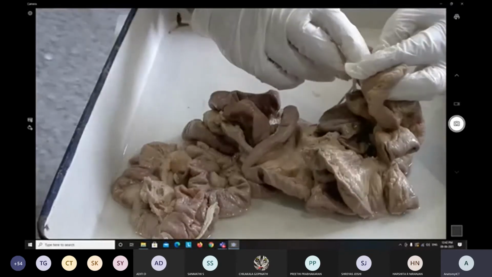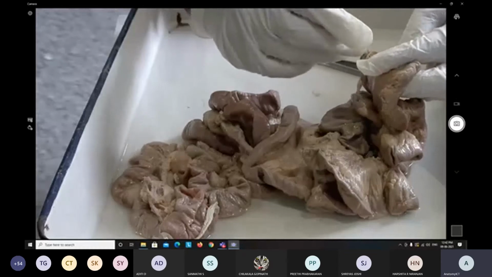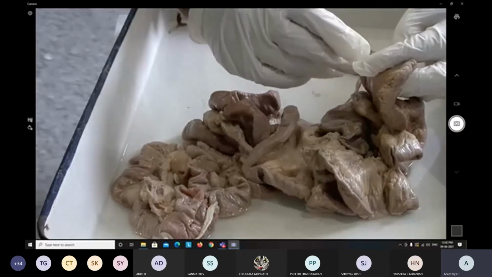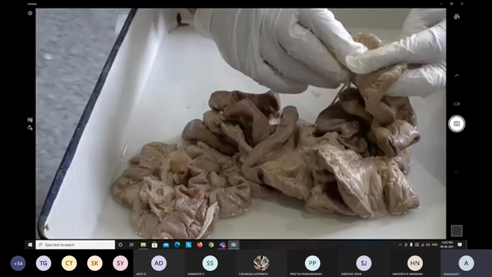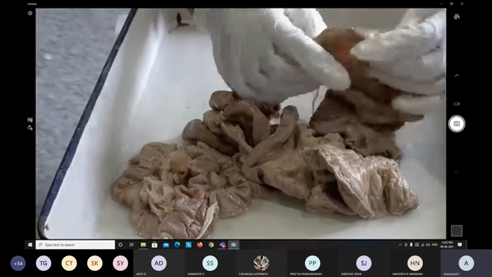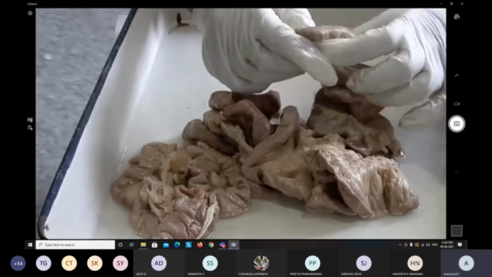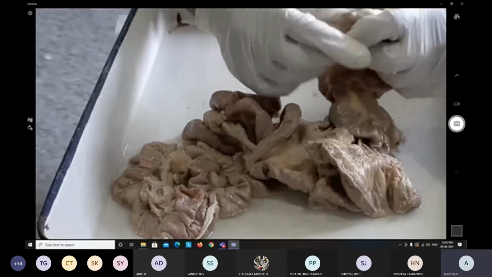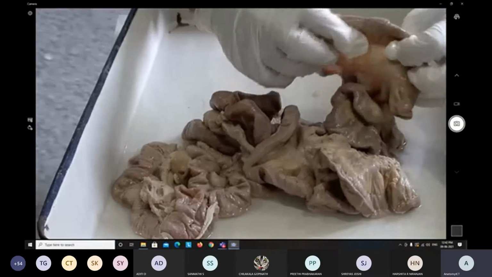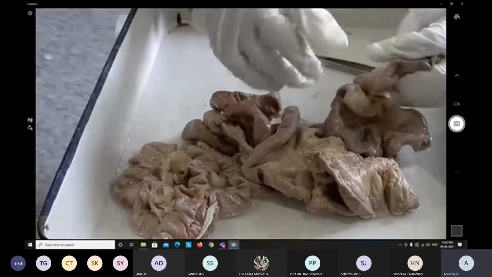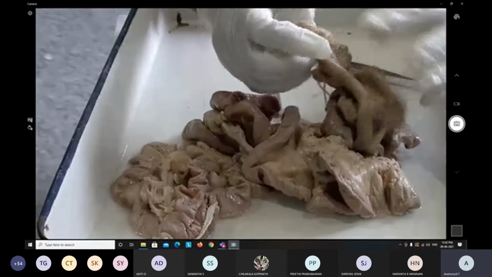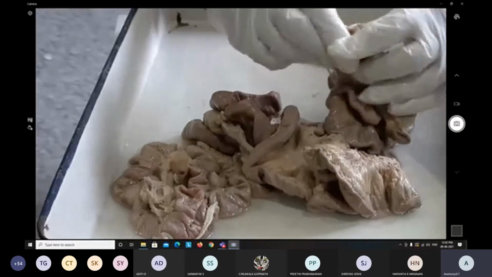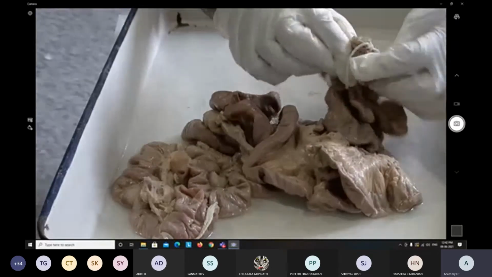It means the things which are absorbed are very well defended by means of this lymph node aggregation, which is what Peyer's patches are, present in large numbers in the small intestine, especially the ileum. Now, this is the terminal part of the ileum.